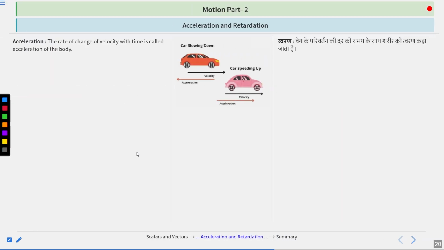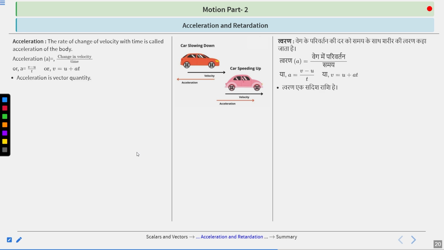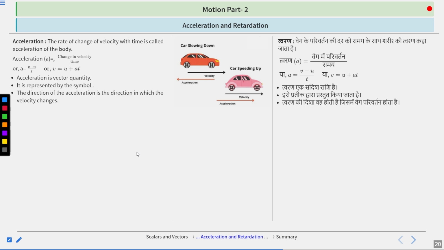Now the acceleration and retardation. What is acceleration? The rate of change of velocity with time is called the acceleration of the body. Acceleration is equal to change in velocity by time, or a is equal to (v minus u) by t, or v is equal to u plus at. Acceleration is also a vector quantity because velocity is involved and it is associated with a particular direction. The direction of acceleration is the direction in which the velocity changes. The SI unit of acceleration is m s^-2, and the CGS unit is cm s^-2.